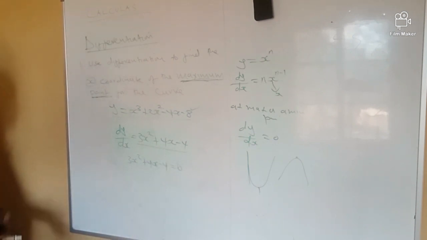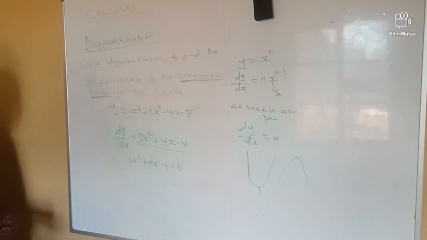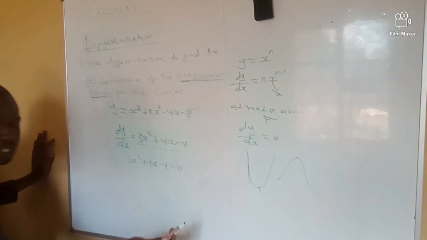So this is now a quadratic, and you know how to solve a quadratic. You can use the perfect square method. You can also use the completing the square method. You can also use the quadratic formula, or you can also use a graph to solve that. So can we now use this method very fast?